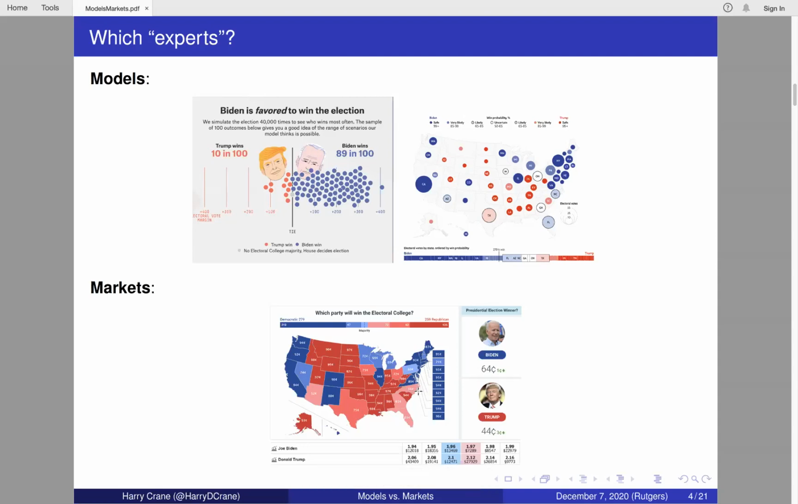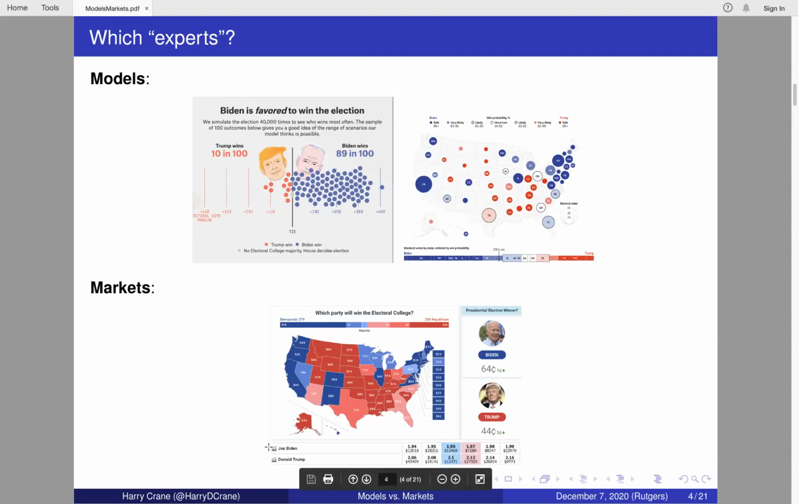Here we have, for example, Trump at 63% to win Florida, 56% to win North Carolina. Biden was 60% to win Pennsylvania, according to the markets. This down here is actually a different market called Betfair, which is a much larger market, although this is actually a very small market.